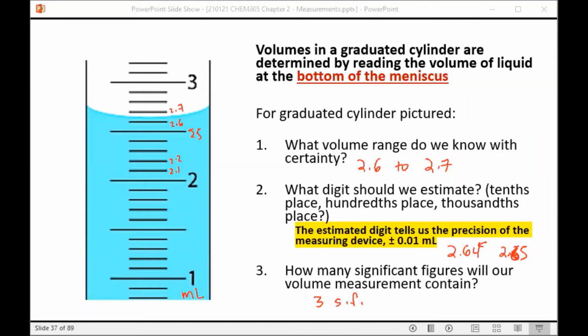So again, when you're recording measurements, you always include the certain digits plus 1 estimated digit. If you are taking the measurement from an analog device, it's up to you to come up with the estimated digit. If it's a digital device, it does it for you. And so it's important that you write down all of the digits displayed on the screen so that you don't accidentally, with a digital device, leave one off.